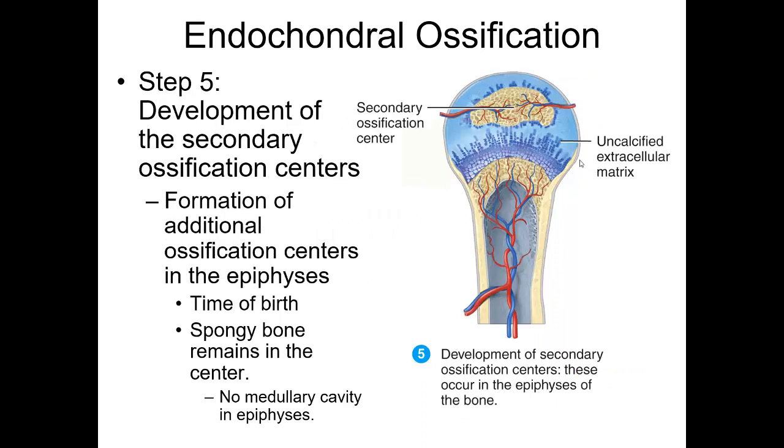Now, development of secondary, so this is where uncalcified extracellular matrix is going to remain. This is where stuff needs to stop and something else needs to form over here. This needs to remain untouched because you want hyaline cartilage to remain over here as part of the growth plate. Now, this is where development of secondary ossification center needs to happen. So development of secondary ossification center happens right here. So spongy bone remains right here.